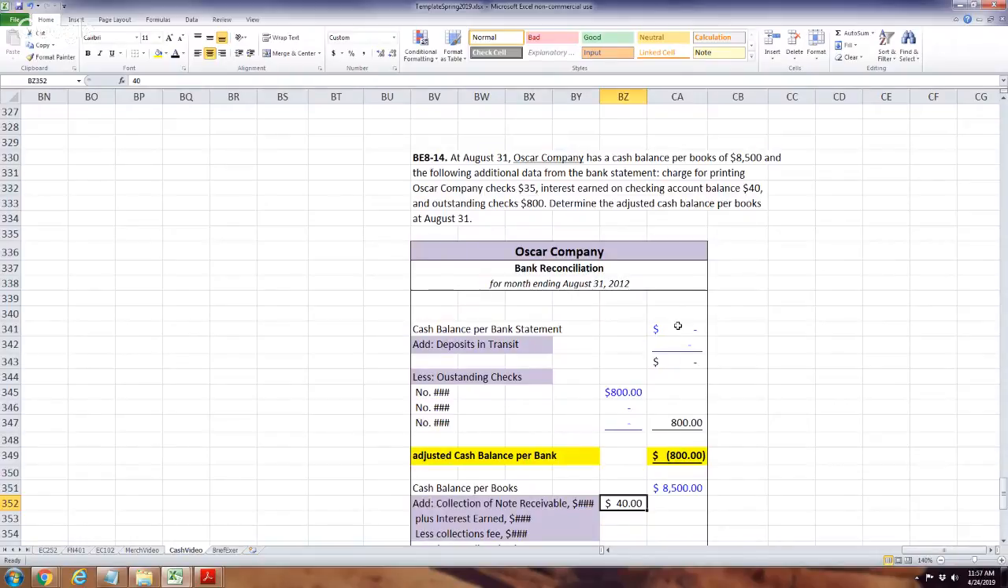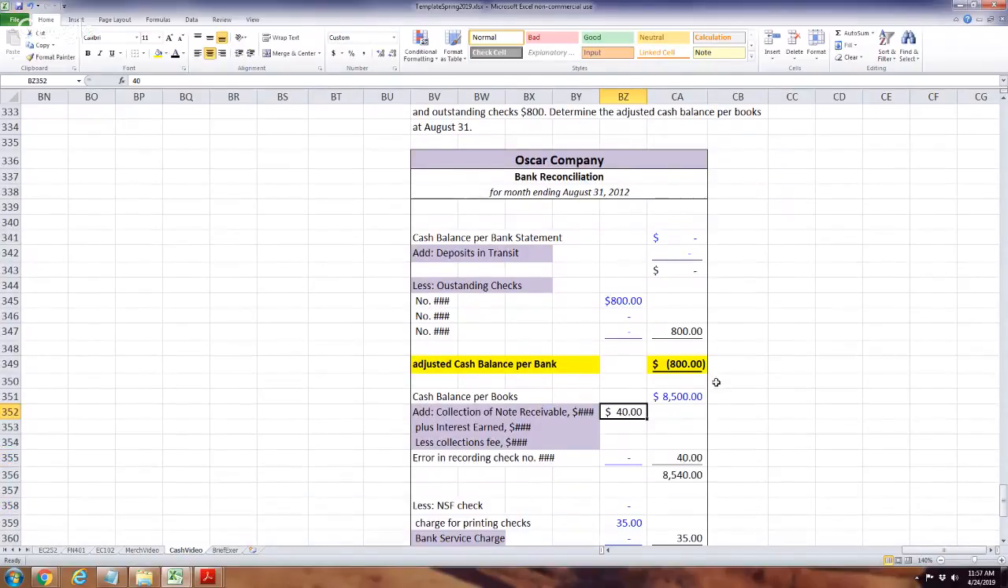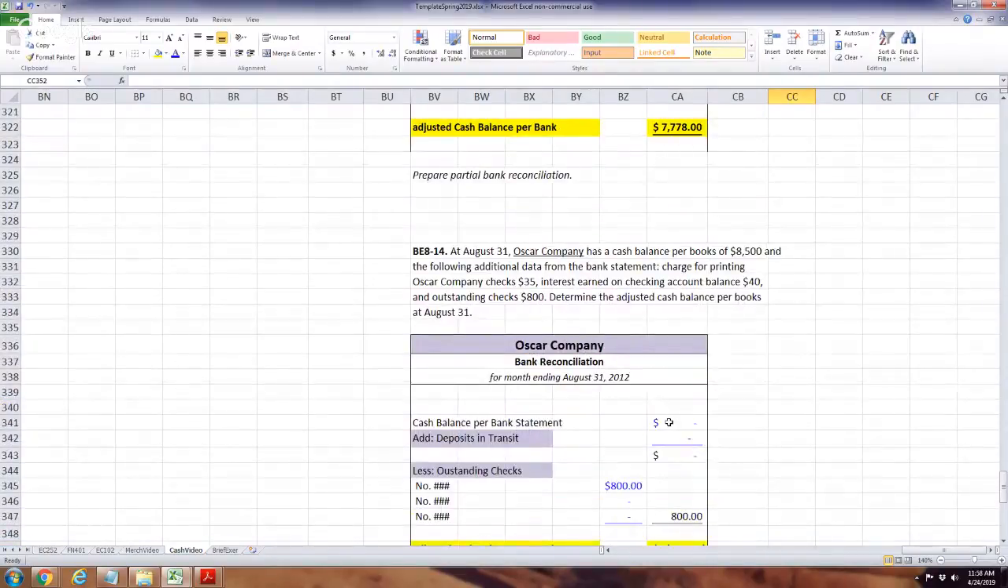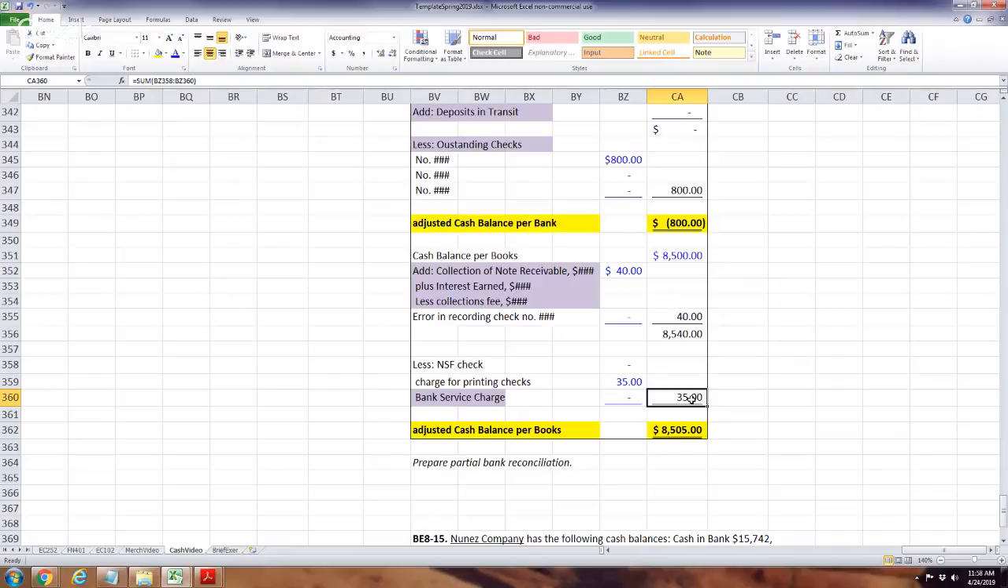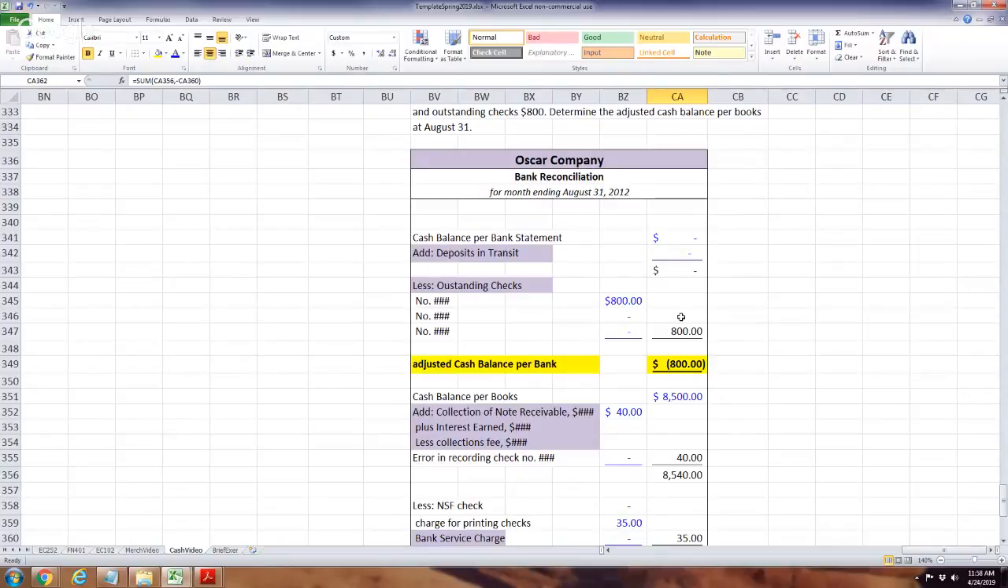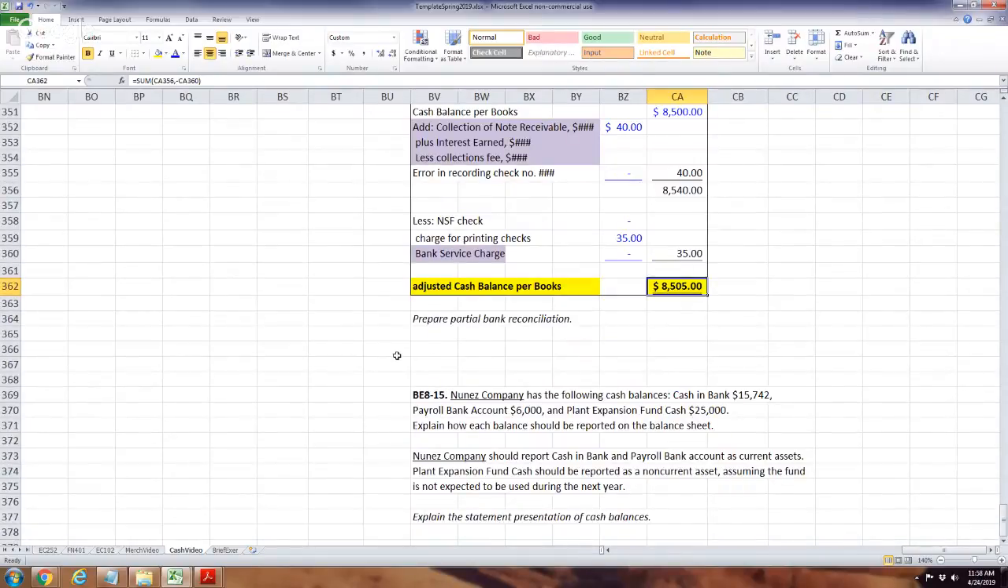This is just interest earned. It's any checks for 800. This was purely an entry. You don't have the note. This is just the interest being earned on some financial instrument. So this is 8,540. This is 35. You sum all your subtractions, and now you have 8,505. That's the adjusted cash balance per books. It's not going to match the other side because we have incomplete information up there. That's the partial bank reconciliation in terms of the books.